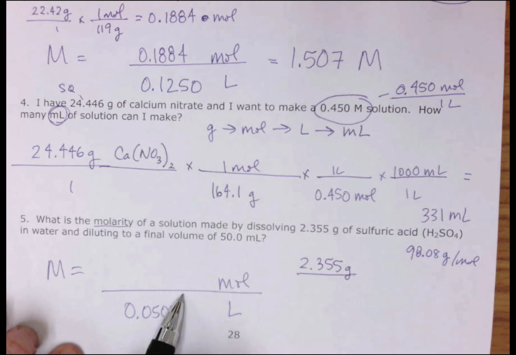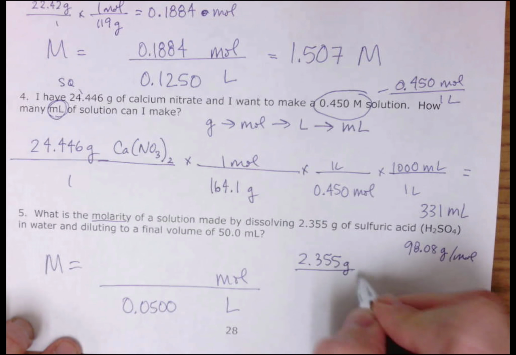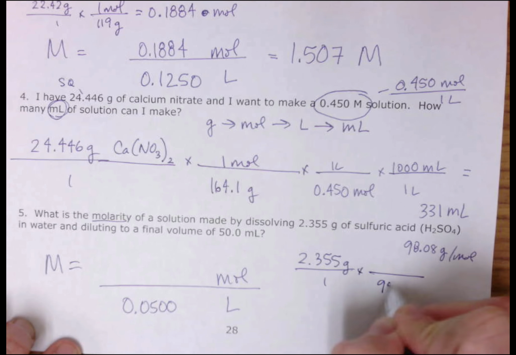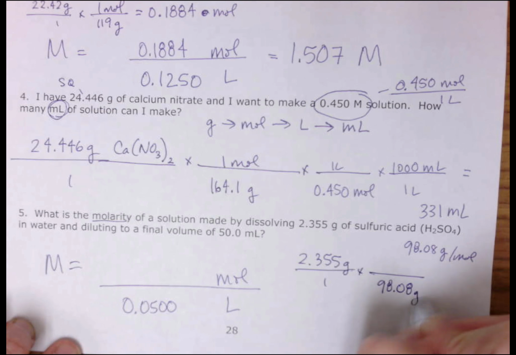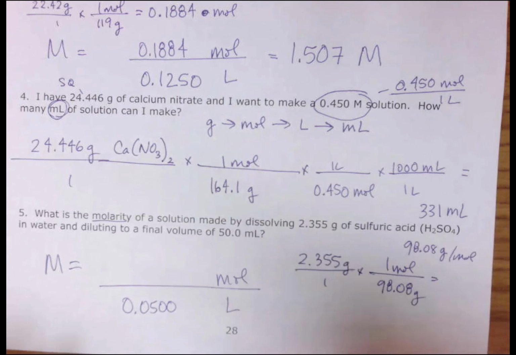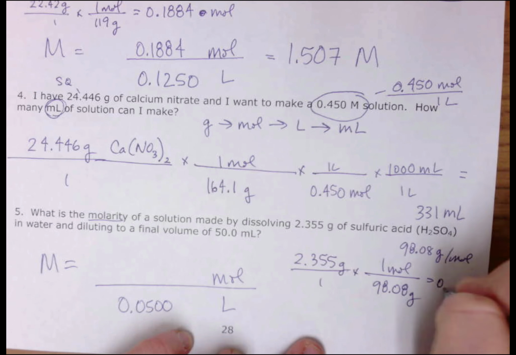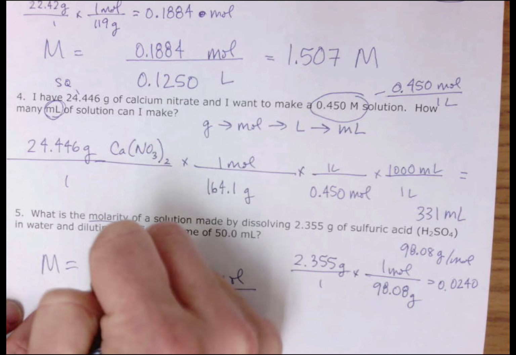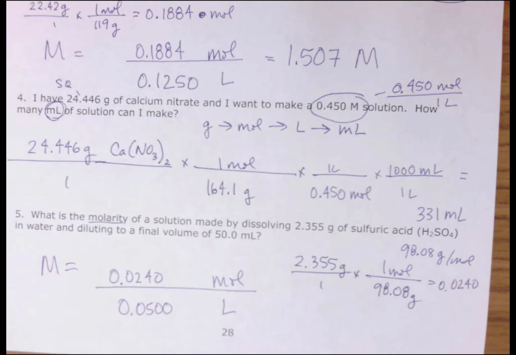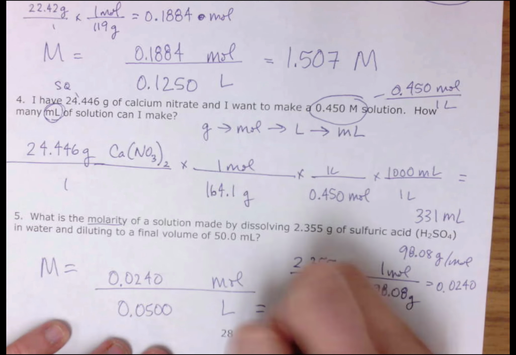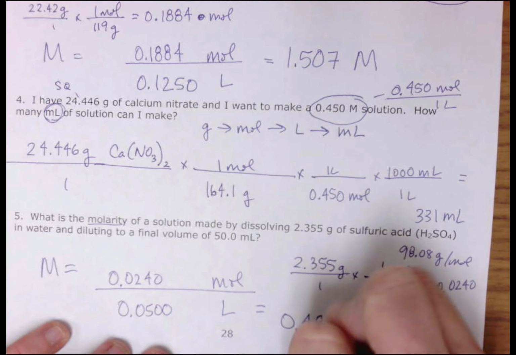So I'm going to take 2.355 grams. Cannot put the grams directly in there, it's not in the right units. So I have to divide 98.08 grams over 1 mole. 2.355 divided by 98.08. You end up with 0.0240 moles. And then you're going to divide that out, and you end up with 0.48 molar.